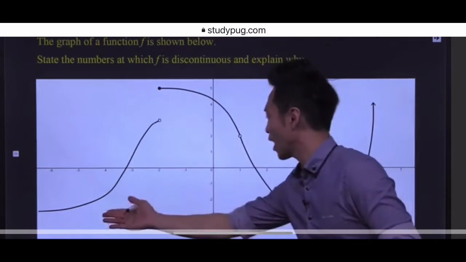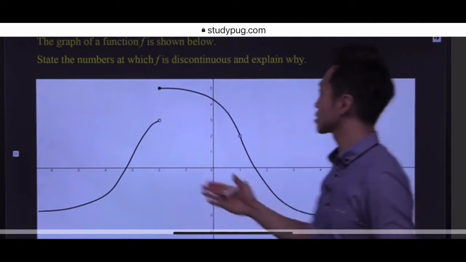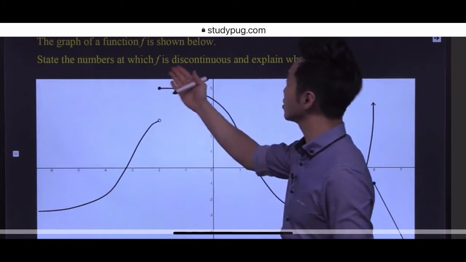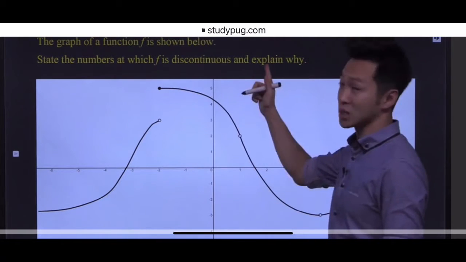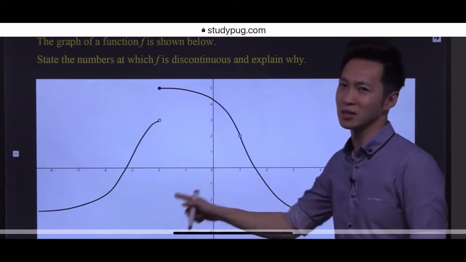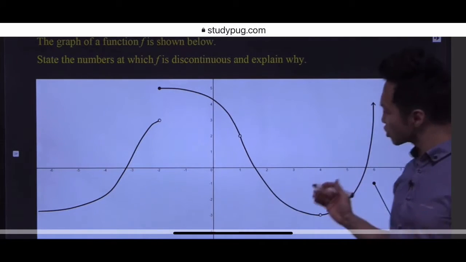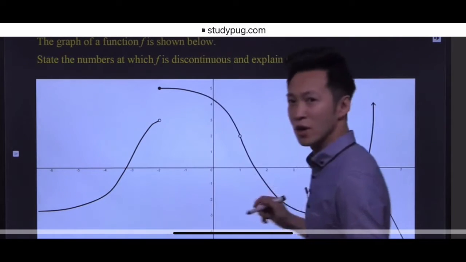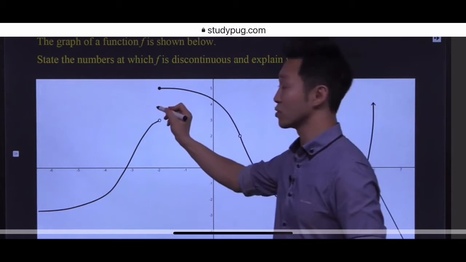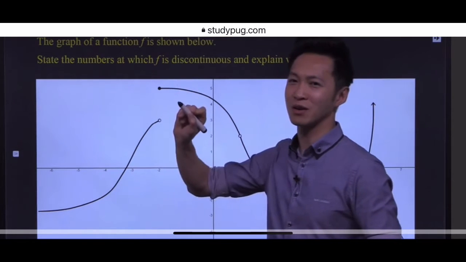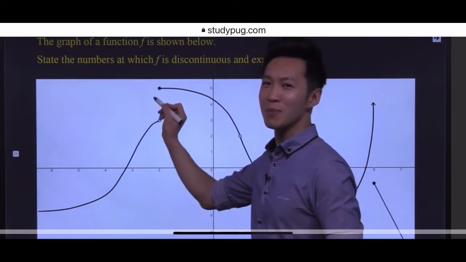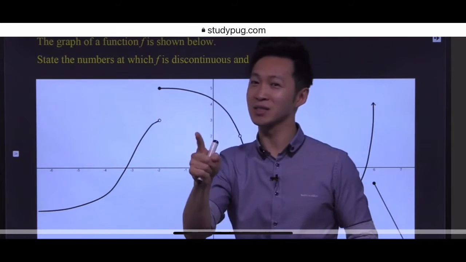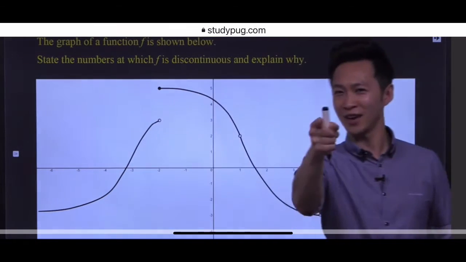We are given the graph of a function, and the question asks us to state the numbers at which the function is discontinuous and explain the reason for each discontinuity. So I'd like to start by tracing the graph and really pay attention to where I need to lift my pen from the paper. Because anytime I lift my pen, I know there's a discontinuity right there.